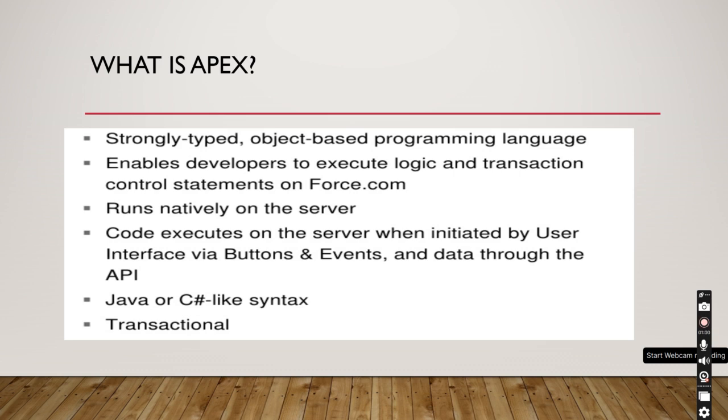Apex allows you to execute logic and transaction control statements on the Lightning Force.com platform. Thirdly, it runs natively on the server. You don't need any Java compiler, nothing. So it is platform as a service. You directly write your code on the server, save it, and it is automatically compiled and saved on the server. It will also execute. So the code executes on the server. How does it execute? Maybe you click a button, maybe there is an integration, maybe there is an event. So there are various ways in which you can call a code.